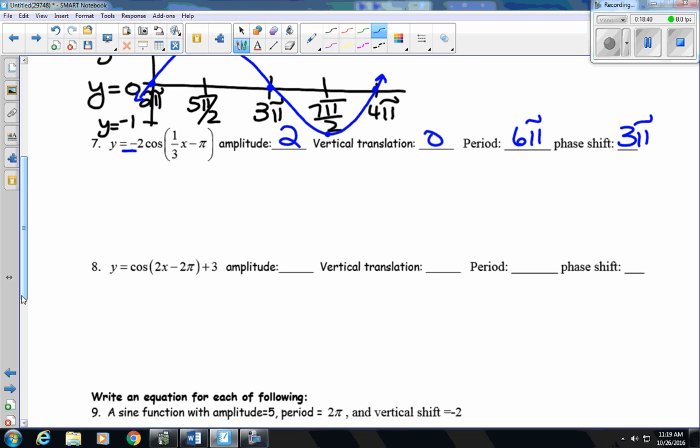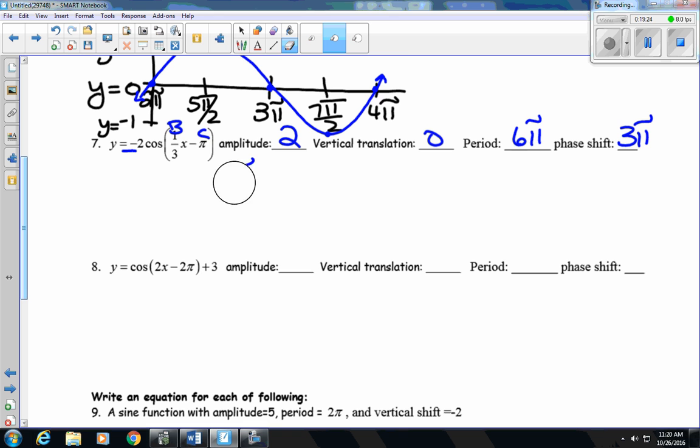Okay, what's the formula for phase shift? So I'm going to take care of the negative by applying it to the phase shift answer. What is C? What is B? Keep it, change it, flip it. 3 pi. Keep it, change it, flip it. This is C. That's B. That's the formula for phase shift.